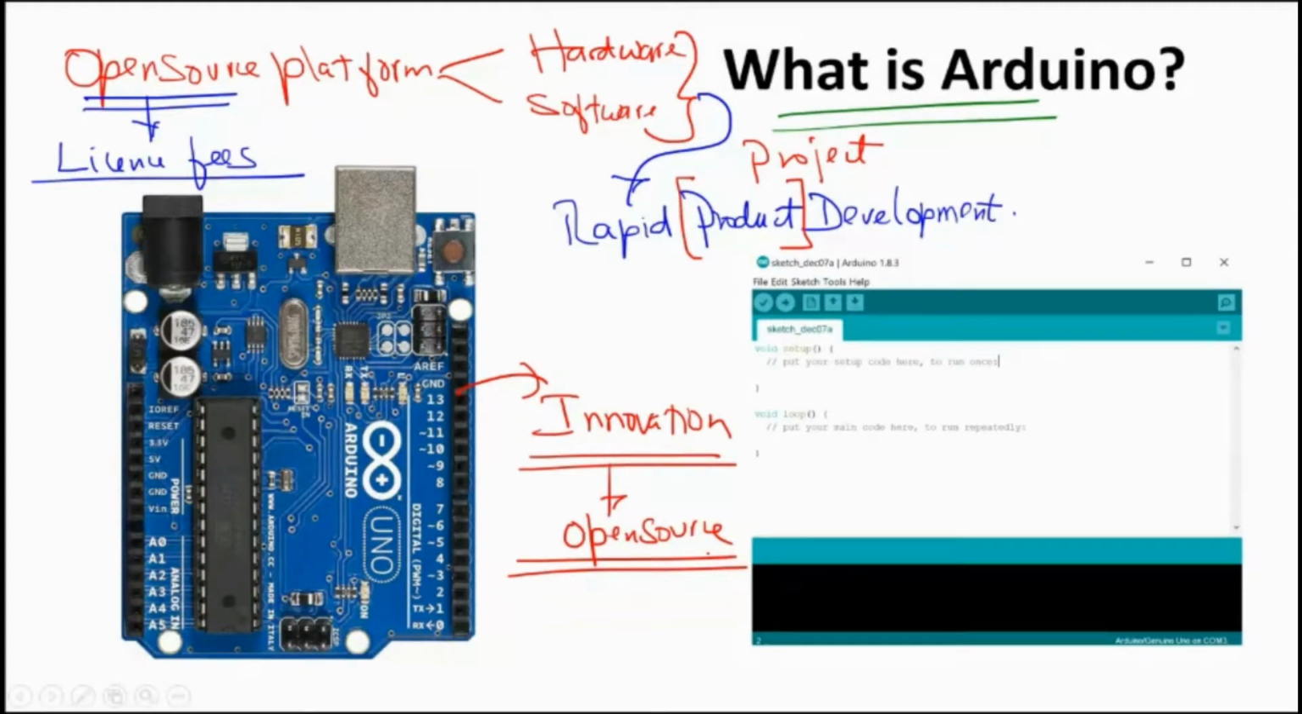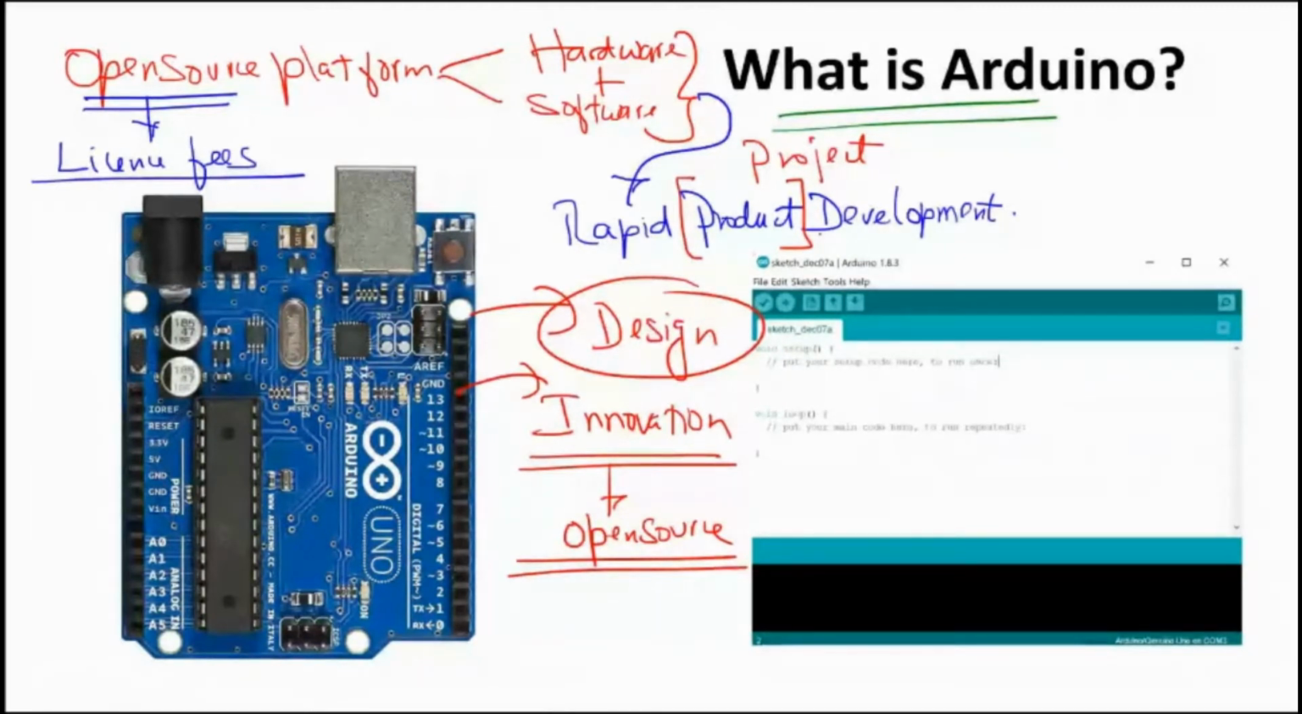You are free to use this board, but free to use does not mean this board is available free of cost. Free to use means the design of this board is available in open source mode. Free to use the design of the board, not the board itself. The board, of course, you need to buy by paying a small amount. The design of the board is available in open source mode, which means you can reuse that design and then you can redistribute it. An Arduino is an open source hardware plus software platform that is used for rapid product development.